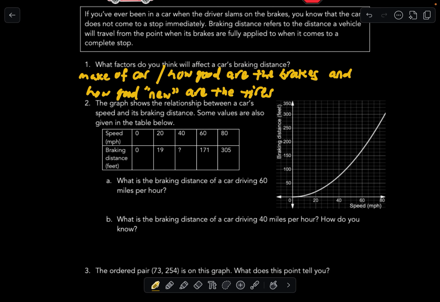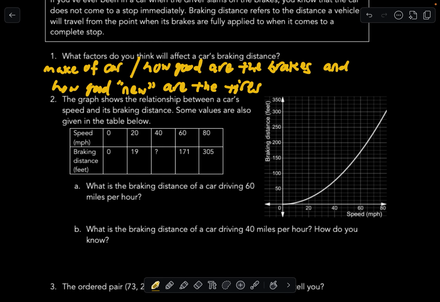Now, here's a graph of the braking distance, all right, as a function of speed. The graph shows the relationship between a car's speed and its braking distance. Some values are also given in the table. Notice, if you're not moving, then there's no braking distance because you don't have to brake. And then if you're moving at 20 miles per hour, according to this table, it says you need 19 feet to stop.